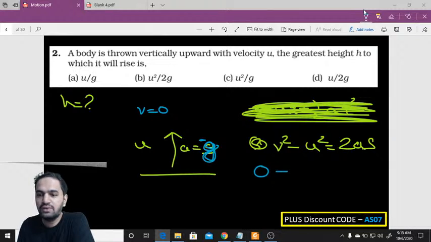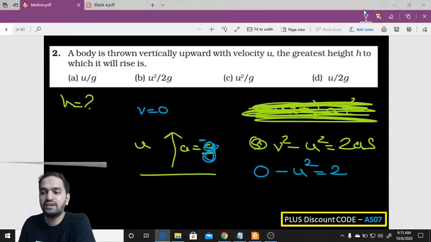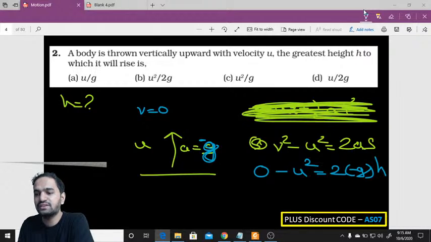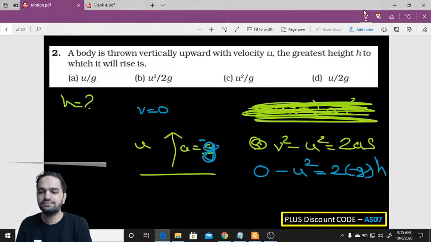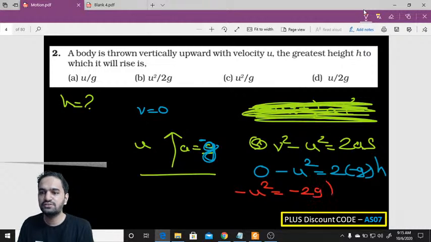That is 0 minus u square is equal to 2 into a, where a is minus g. And what about s? s is nothing but the displacement, that is height. Calculate the answer. The answer would be minus u square is equal to minus 2gh.